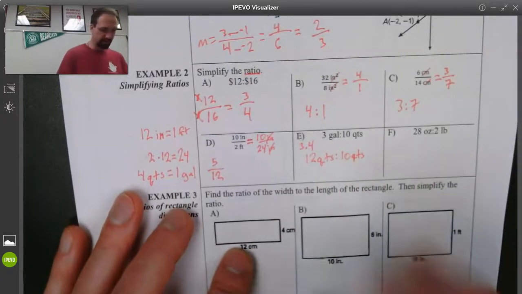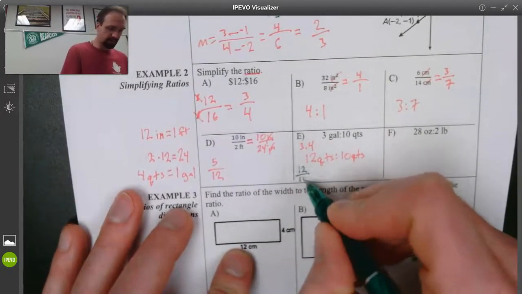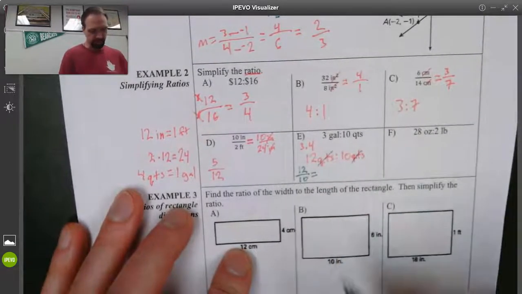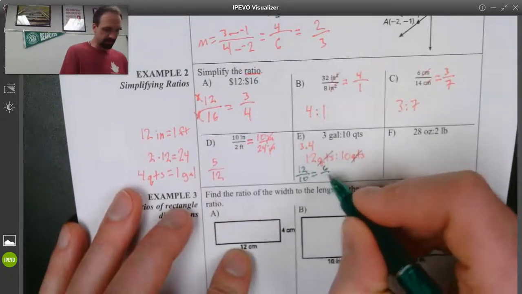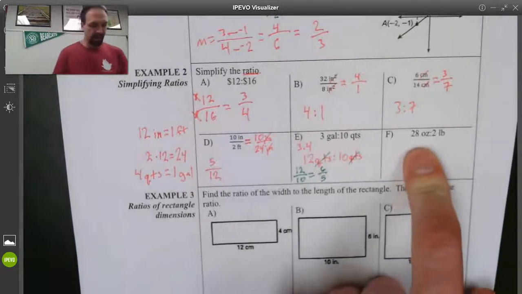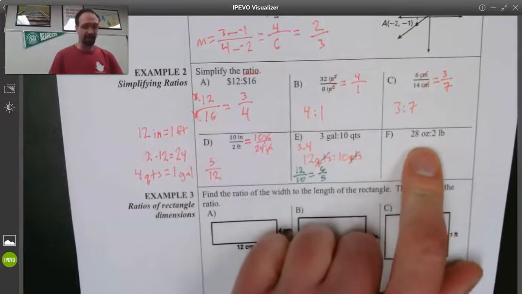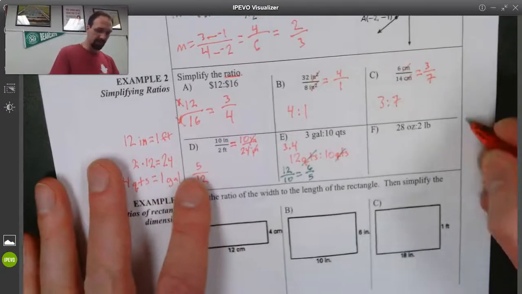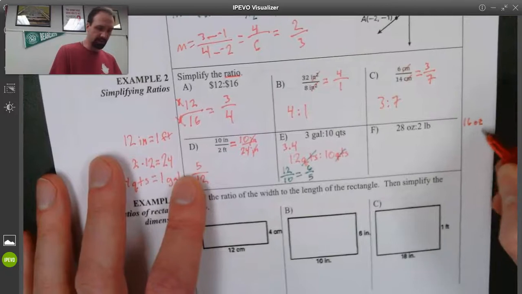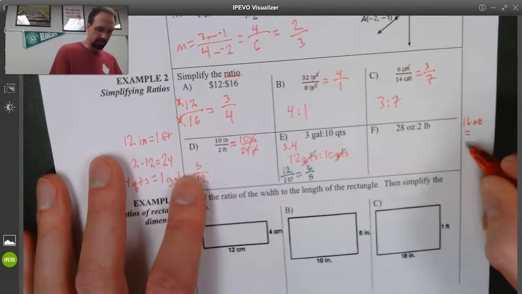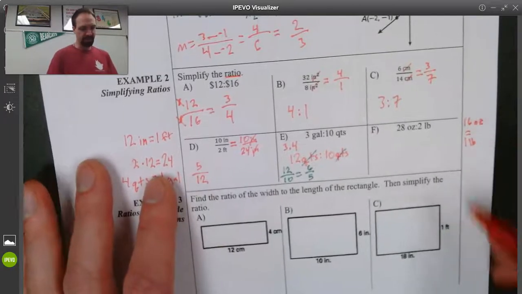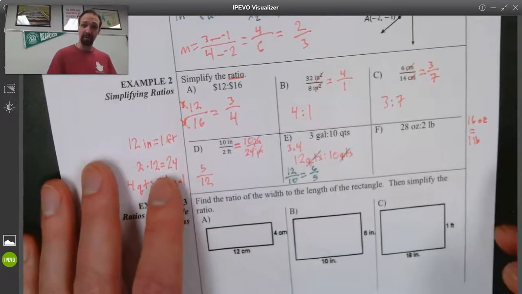And then if I write this vertically, 2 goes into both. So now, 2 goes into 12 6 times, 2 goes into 10 5 times. So 6 to 5 is my ratio. And then here we have ounces and pounds. There are 16 ounces in 1 pound when you're talking about wet measure. So 16 ounces is equal to 1 pound, lb. So then I can take 16 times 2, that gives me 32 ounces.